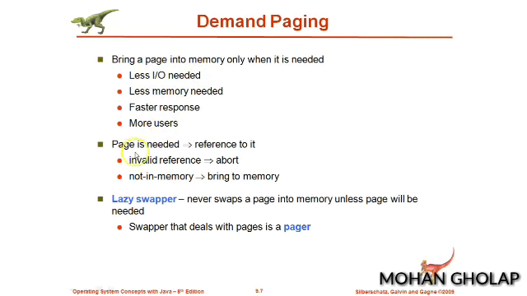And whenever a page is needed, there is a reference to it. Again here we have two types of references: an invalid reference and not in memory. If it is an invalid reference, we have to abort, and if it is not in memory, we have to bring it into the memory.